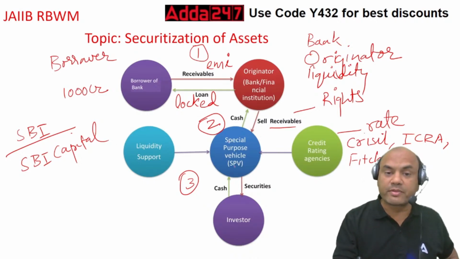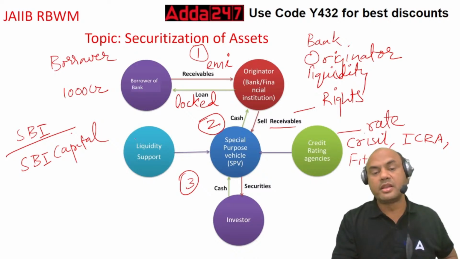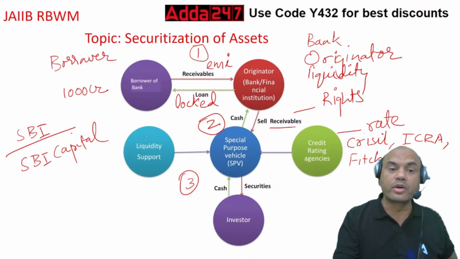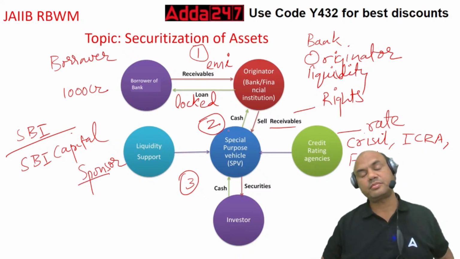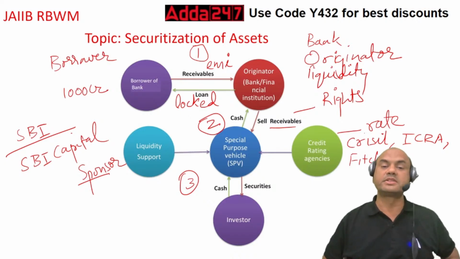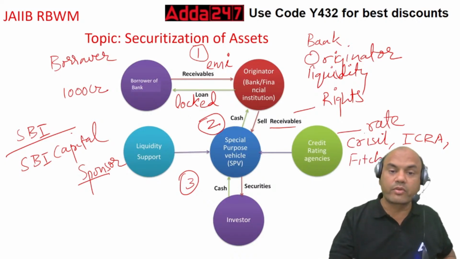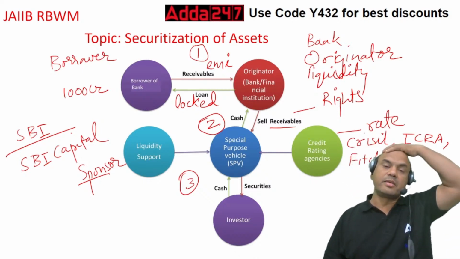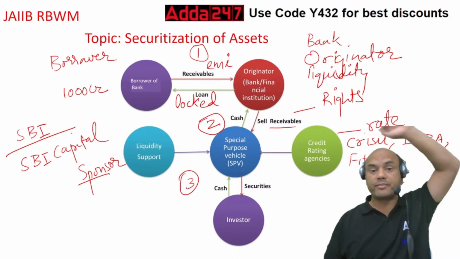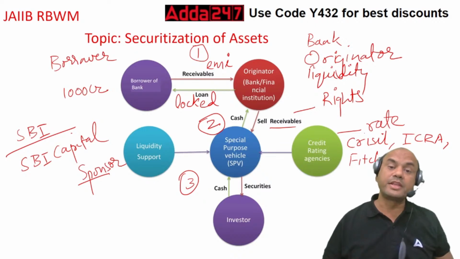Now what will this SPV do? This SPV will get the liquidity support. What is this liquidity support? Liquidity support means the support given by some sponsor. Generally there is a sponsor over here. This sponsor will give the liquidity support to the SPV. What do you mean by liquidity support? It means for buying this, from where will the money come to SPV? Suppose this SPV wants to buy this loan of the bank, from where will the money come? The money will come from this sponsor. Okay, this sponsor gives the money.